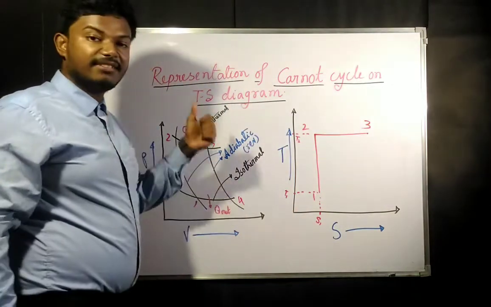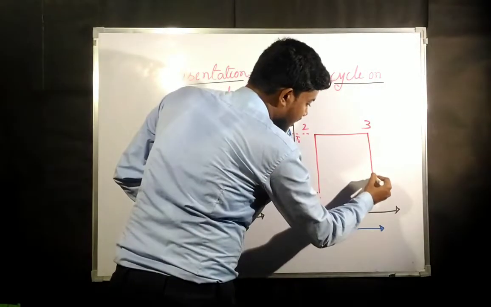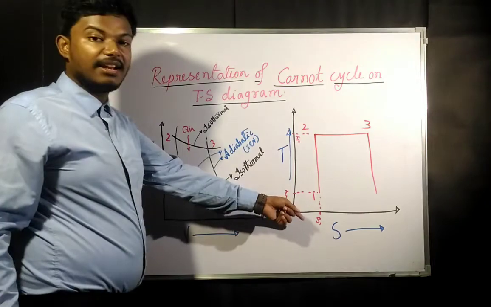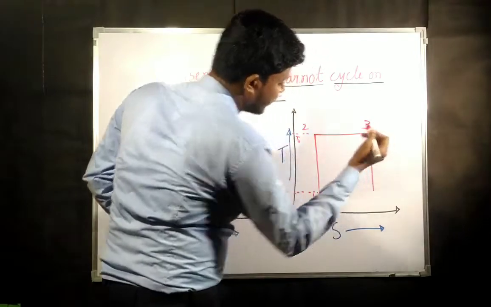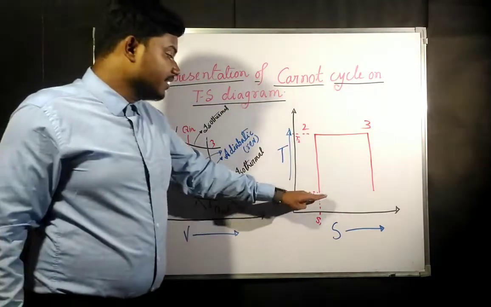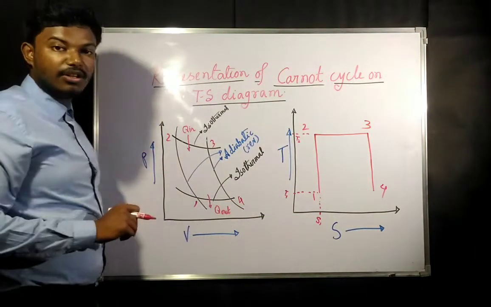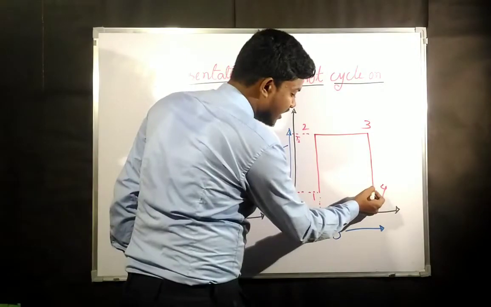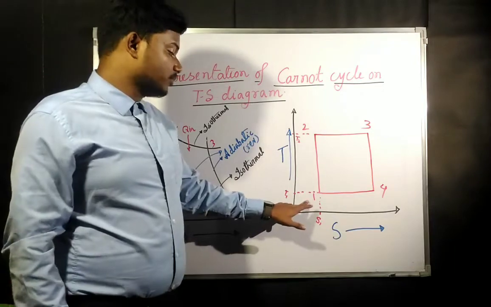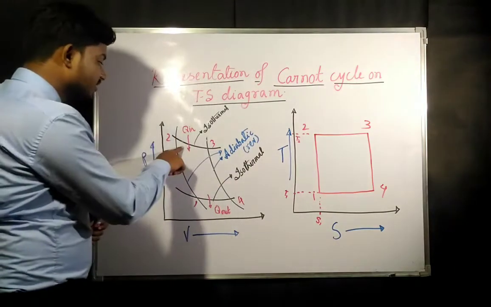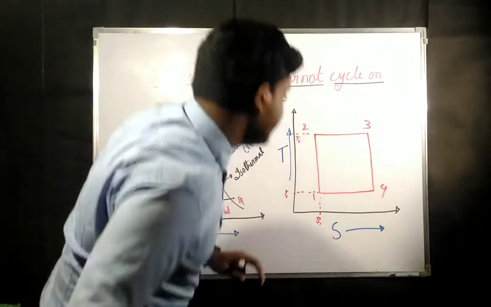Now again 3 to 4 it is expanding. Expanding means temperature is going to decrease. If temperature is going to decrease and it is again reversible adiabatic, then it must be isentropic, and since it is isentropic it is parallel to the T axis. Again after coming to 4, heat rejection is going to be there. Heat rejection means entropy is going to decrease, and again it will come up to 1.